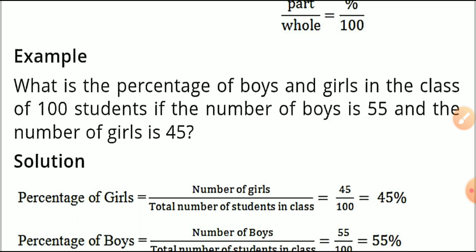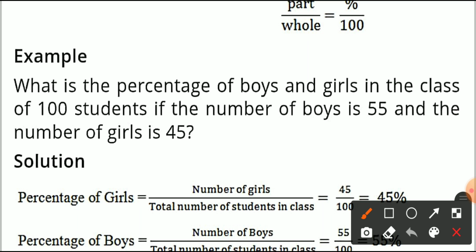So here we are going to solve one question based on this. What is the percentage of boys and girls in the class of 100 students, if the number of boys is 55 and the number of girls is 45? What are we going to calculate here? We are going to calculate how many percent of boys and how many percent of girls are there in the class.